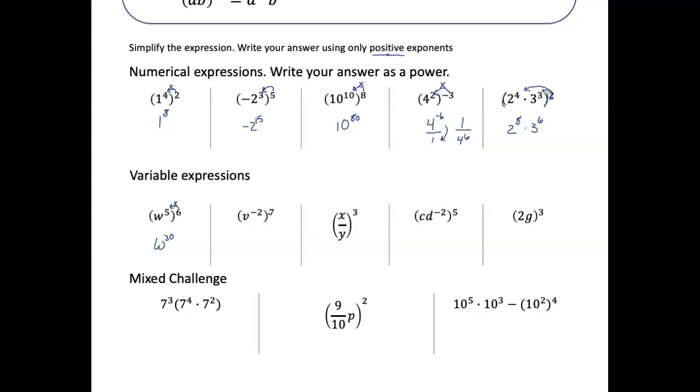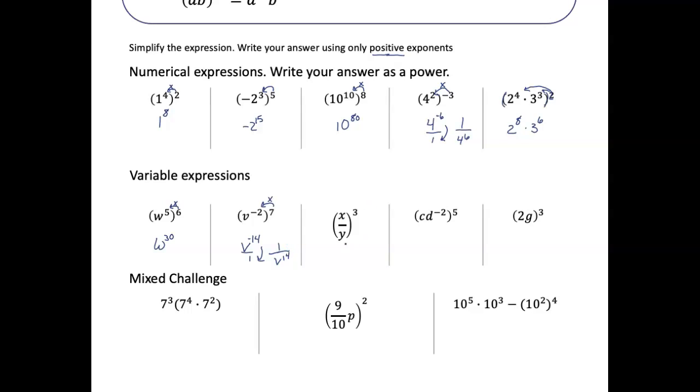V to the negative 2 raised to the power of 7. We're raising it up. We're going to distribute that in. Keep the base, V. Negative 2 times 7, negative 14. Nope, we're going to go ahead and move that across the fraction bar. And when I do move that across, it will become V to the positive 14th. And remember, we were dividing, so there's a 1 still in the numerator. 1 over V to the 14th.